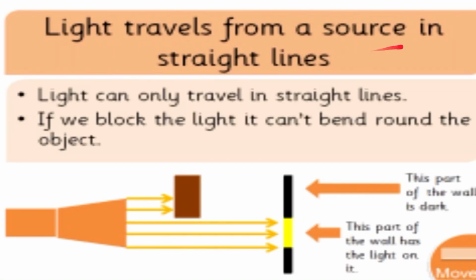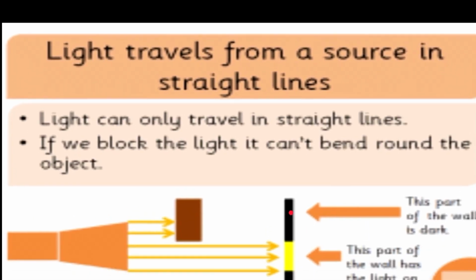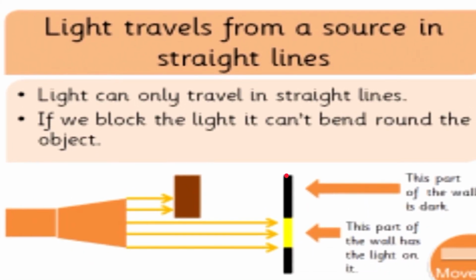Light travels from a source in straight lines. Light can only travel in straight lines. If we block the light, it can't bend or go around the object. For example, here, this is our torch, and this is the light going through. And here we kept a wall.